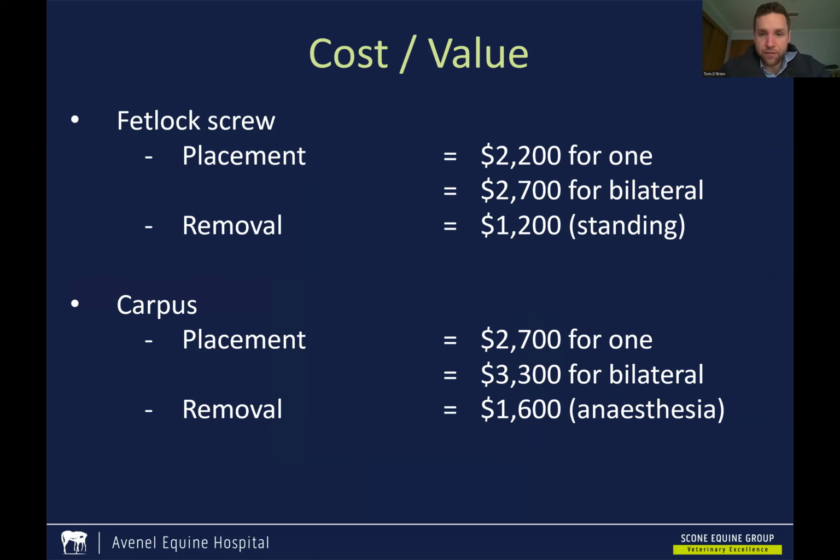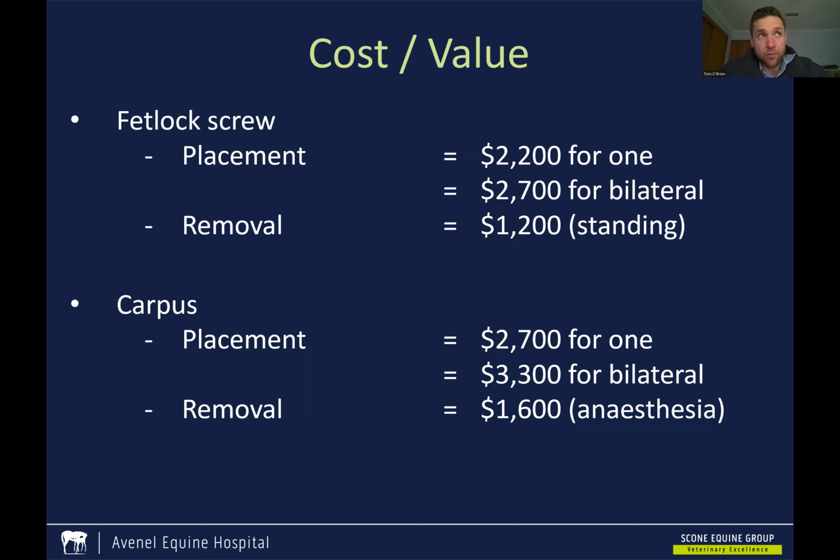And then cost and value, all right? So I've just listed some rough prices for surgery. So when we talk about a fetlock screw, placement of a single screw is approximately 2,200 for one, and then 2,700 for both.